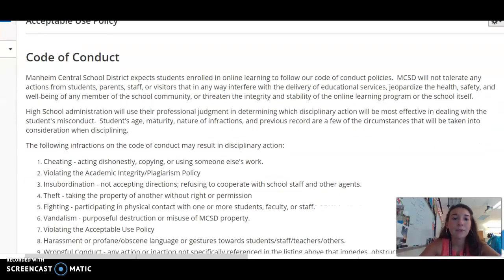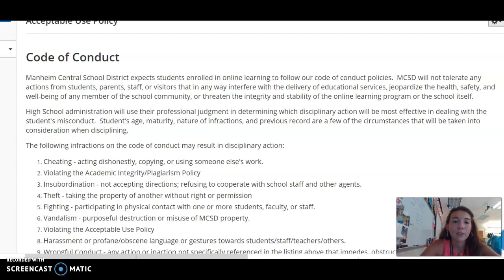Alright, Code of Conduct. Mannheim Central School District expects students enrolled in online learning to follow our Code of Conduct policies. MCSD will not tolerate any actions from students, parents, staff, or visitors that in any way interfere with the delivery of educational services, jeopardize the health, safety, and well-being of any member of the school community, or threaten the integrity and stability of the online learning program or the school itself.